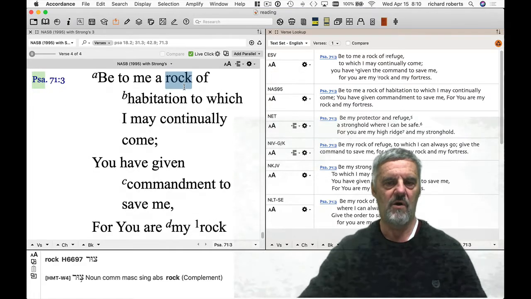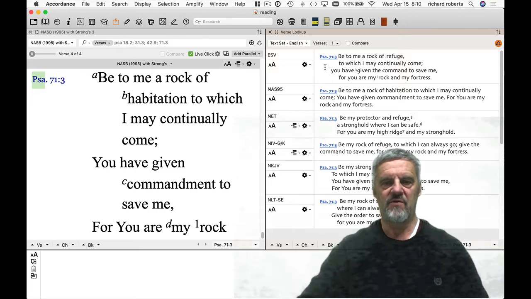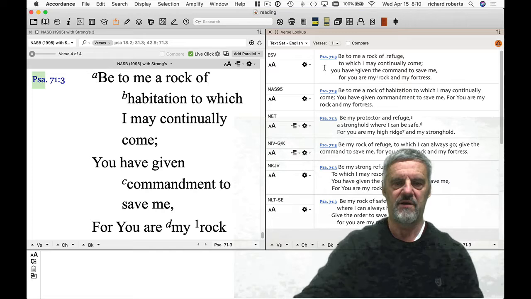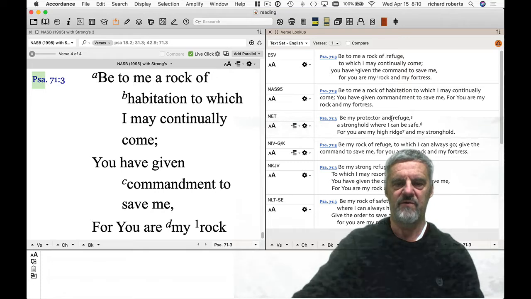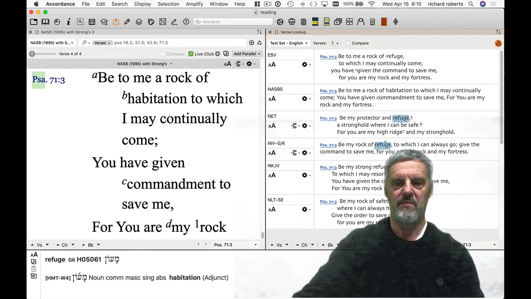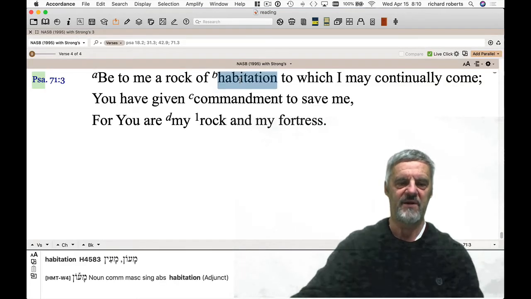Be to me a rock of habitation. The English Standard Version simply says, be to me a rock of refuge, to which I may continually come. The New English Translation, be my protector and refuge. The NIV, be my rock of refuge, to which I can always go. So the New American Standard here, be a rock of habitation.